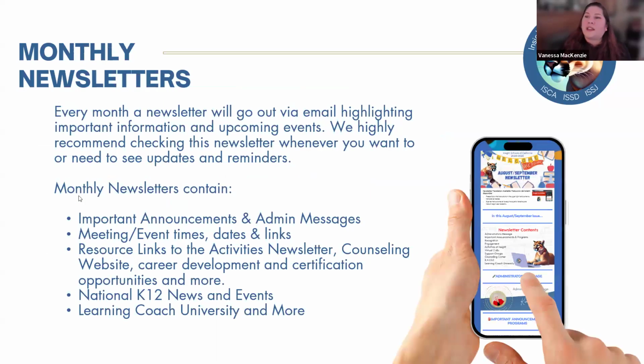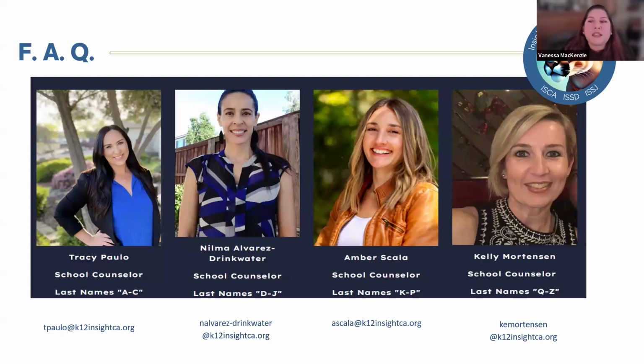So here are the counselors. If your student's last name starts with A through C, they would be under Tracy Paulo, and I have the email posted underneath. You might want to take a screenshot of this page if you need this information. If your student's last name starts with D through J, they will be under Nilma Alvarez Drinkwater. K through P is Amber Scala. And last names Q through Z will be Kelly Mortensen.